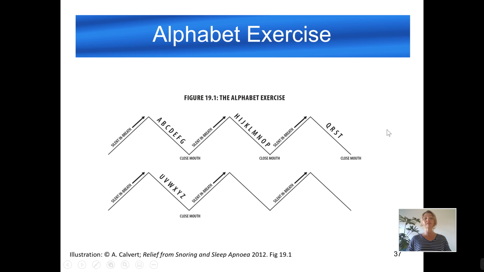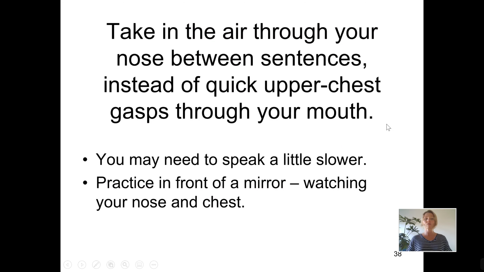The alphabet exercise is a really good one. It doesn't have to be the alphabet. You can do it with anything, but we should be seeing gentle nose breaths in amongst our talking. Take in the air through your nose between sentences instead of quick upper chest gasps through your mouth. That is what we see with dysfunctional breathers.